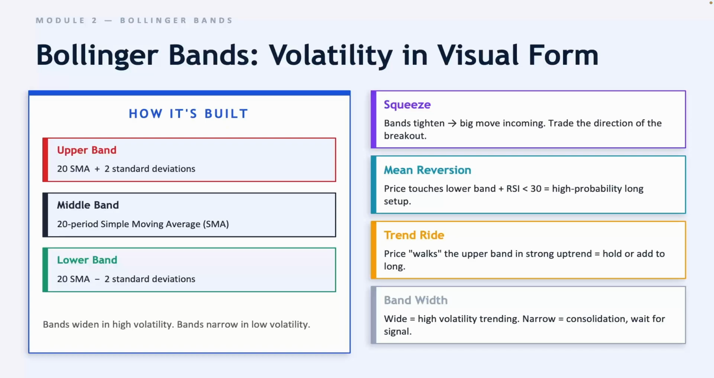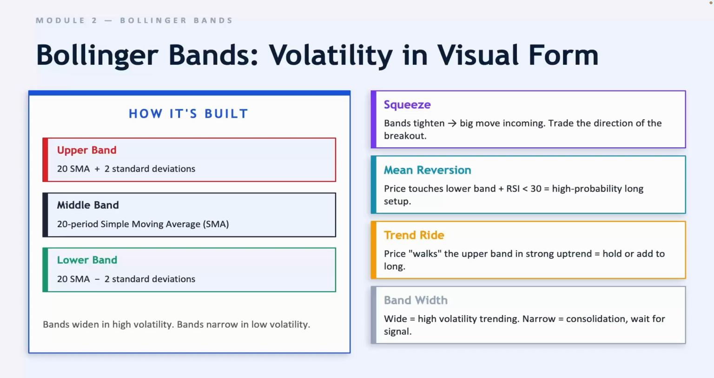Some examples of Bollinger Band strategies used in quant systems. First is the squeeze plus breakout. That is, we wait for the bands to tighten, then trade the direction of the breakout. Next is mean reversion. In this case, price touches the lower band and we combine it with RSI. So if it is less than 30, that could serve as a potential long entry.